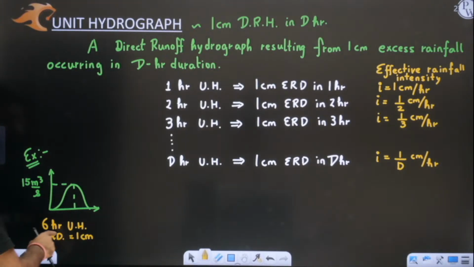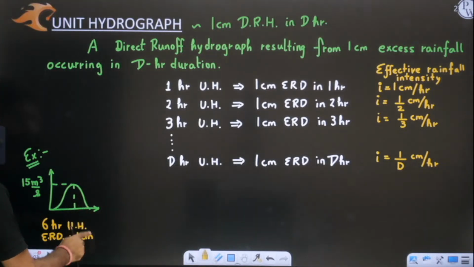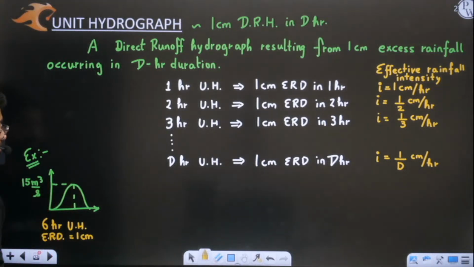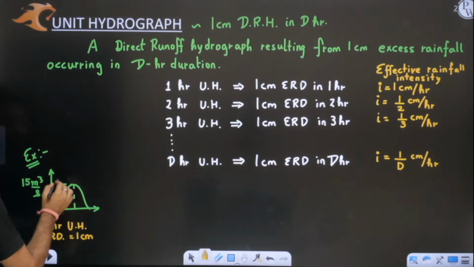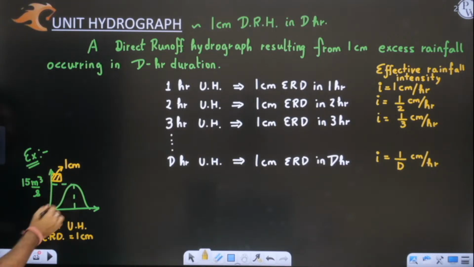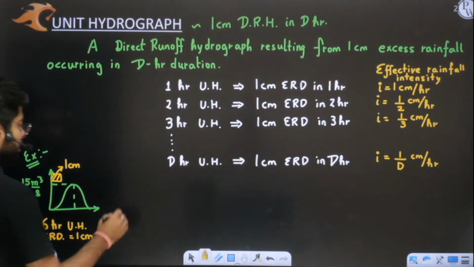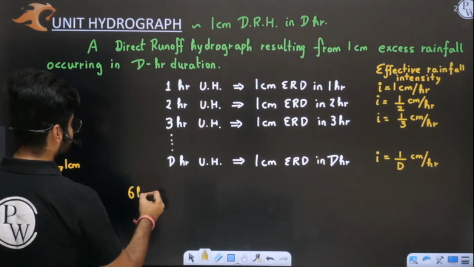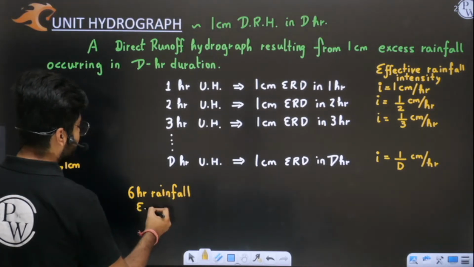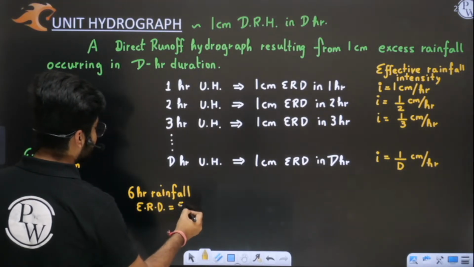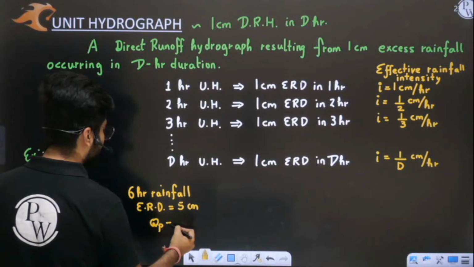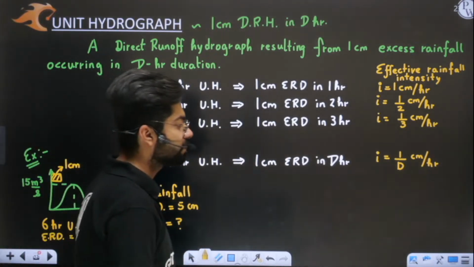Because of this 1 centimeter excess rainfall, at the outlet the discharge is 15 meter cube per second. Yes or no? Now the question is, if we have 6-hour rainfall and we have evaluated the effective rainfall depth as 5 centimeter, then what will be the peak discharge? Can you guess it?